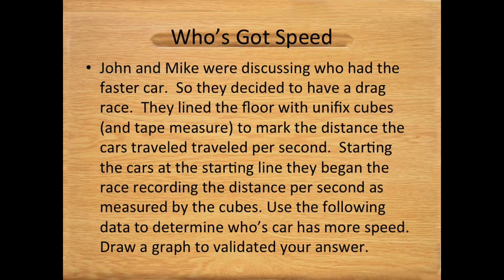Starting the cars at the starting line, they then began to record the distance per second as measured by the cubes. Use the following data to determine whose car has more speed. Draw a graph to validate your answer. So again, we're looking at creating distance over time, and that's starting to talk about this rate of change.